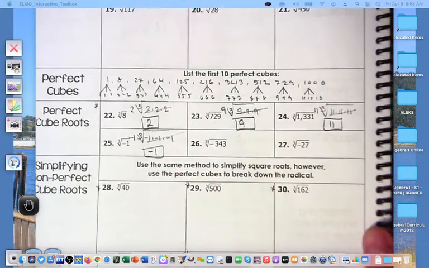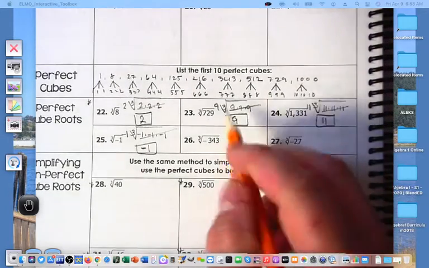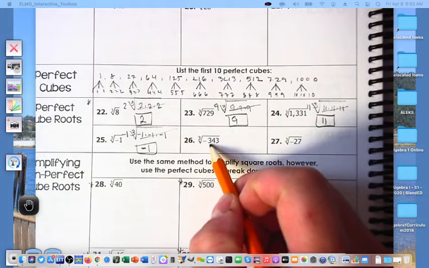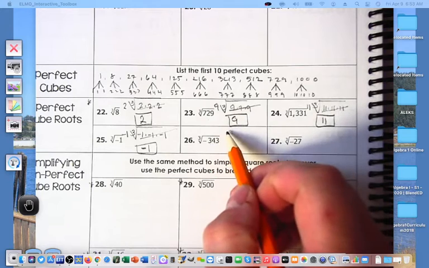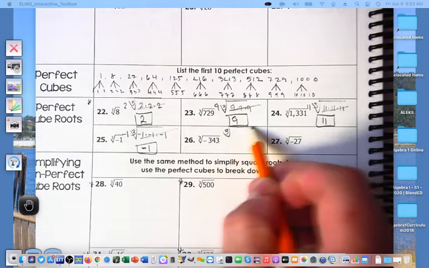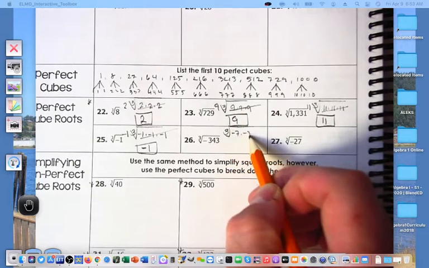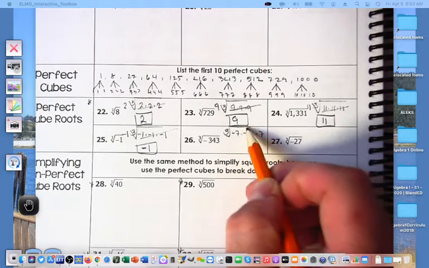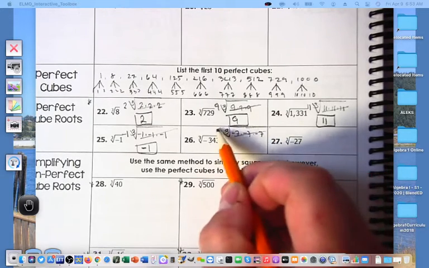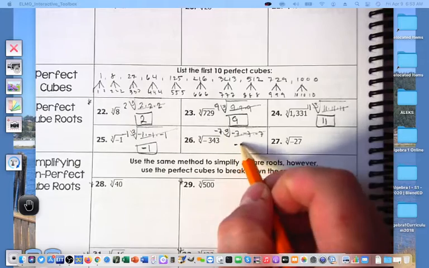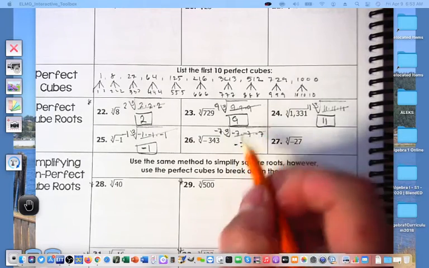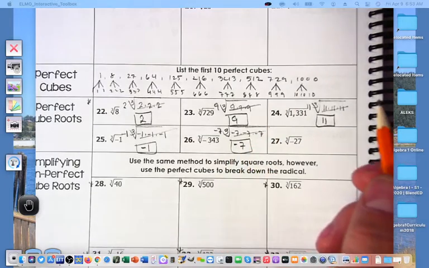I'll do 26 as well. I am trying to keep the video a little shorter. Let's see here. -343 breaks down into -7 times -7 times -7. A perfect group of 3 go to the outside, become a single -7. So the cube root of -343 is -7.